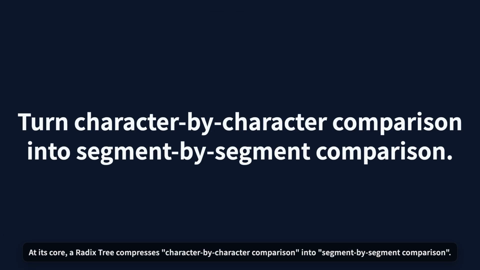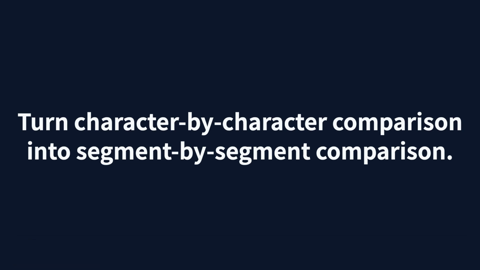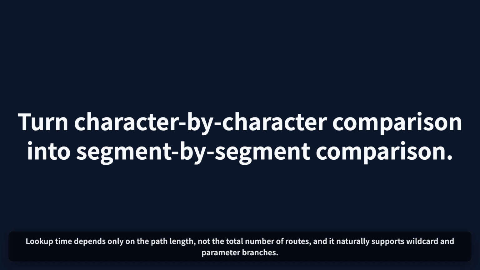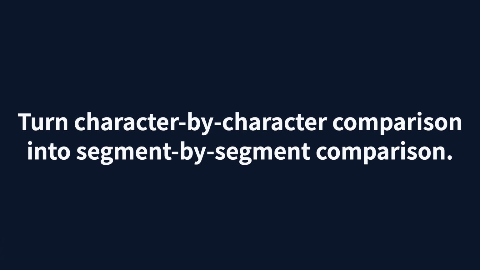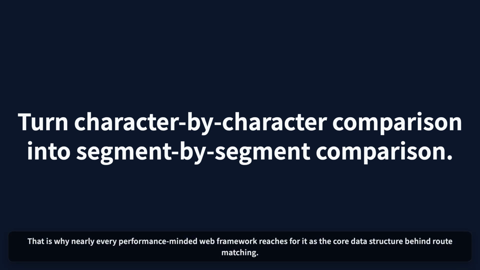At its core, a Radix tree compresses character-by-character comparison into segment-by-segment comparison. Lookup time depends only on the path length, not the total number of routes, and it naturally supports wildcard and parameter branches. That is why nearly every performance-minded web framework reaches for it as the core data structure behind route matching.